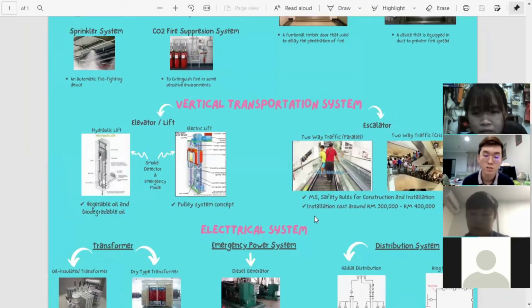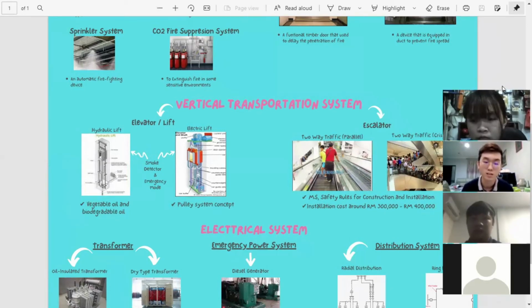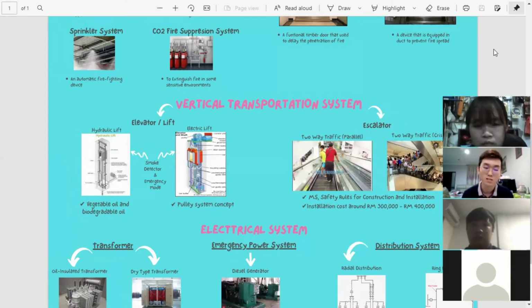At the same time, there is also an emergency mode, where when the smoke detector detects smoke, the lift will automatically be directed to the designated floor, which is usually the ground floor, to let the occupants inside run away. After that, they will return to normal operation using the emergency power system, which I will talk about later.